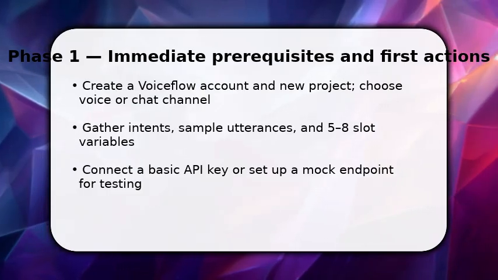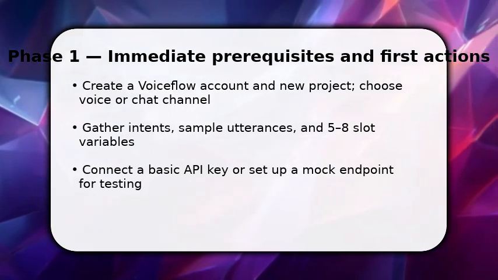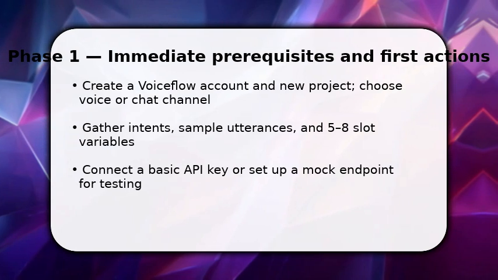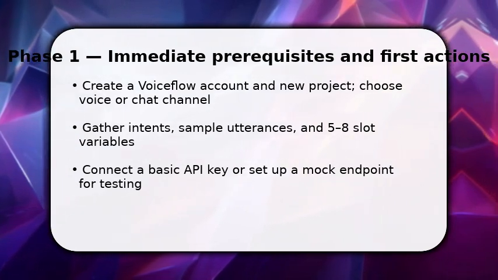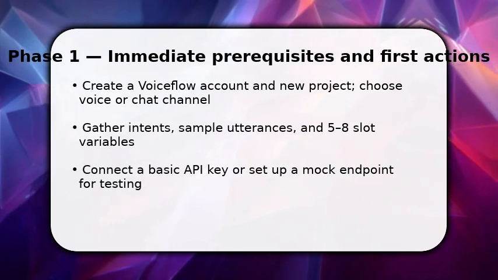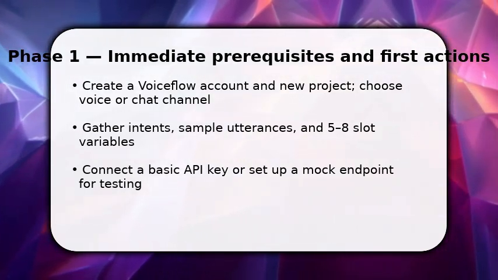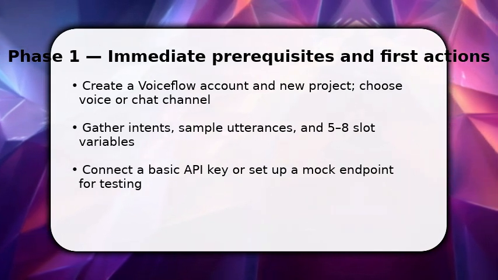You start by preparing essentials. Create a Voiceflow project and pick voice or chat so the canvas matches interaction type. Once done, define core intents and examples, and add 5 to 8 slot variables to capture user data. Then link an API key or set a mock endpoint so you can call external logic. This avoids dead integrations later.